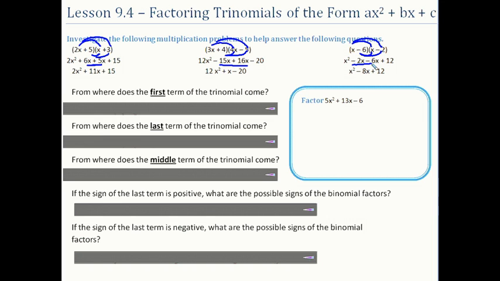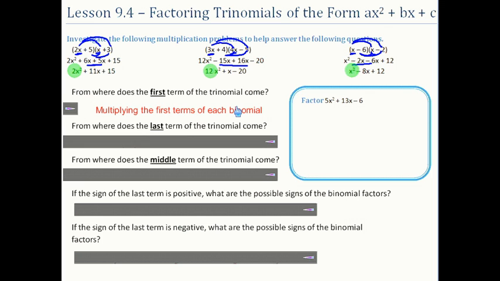So coming down to these questions, where does the first term of the trinomial come from? So we're looking at the first term, the 2x squared, the 12x squared, and the x squared. Where did we get that? Well, that came from our original. That came from the first one, 2x times x. The second one, 3x times 4x. And the third one, x times x. So to answer the question, it came from multiplying the first terms of each binomial.